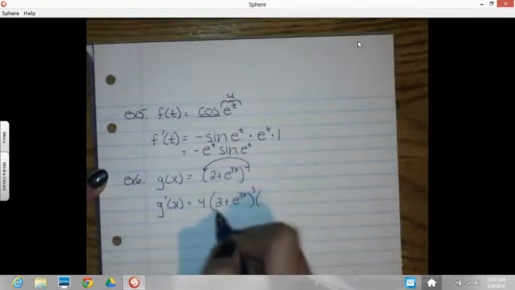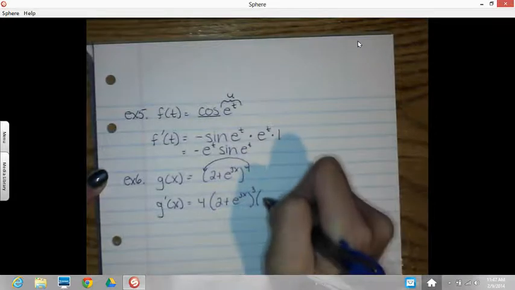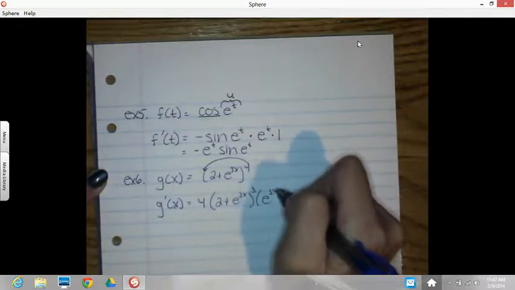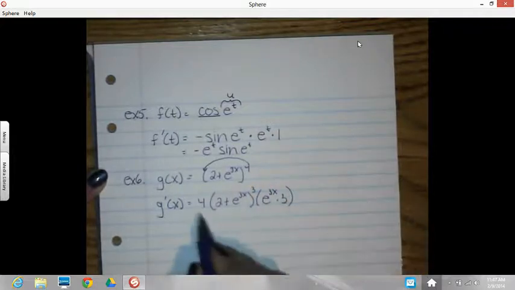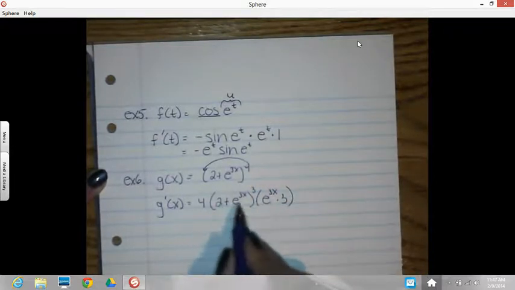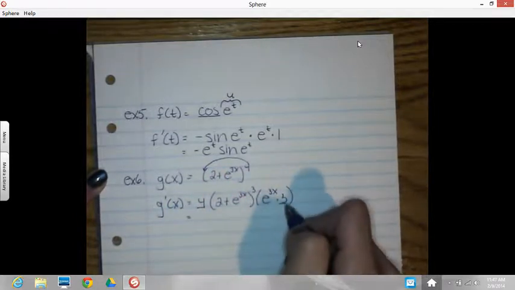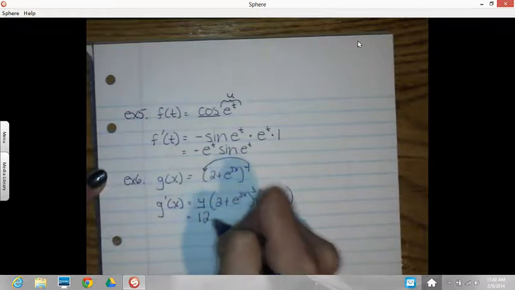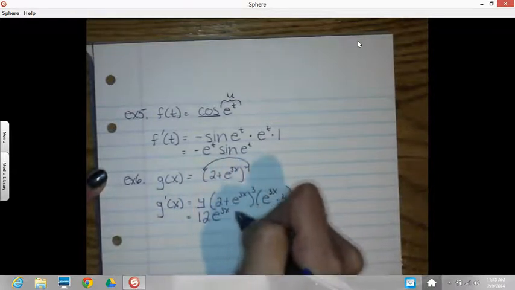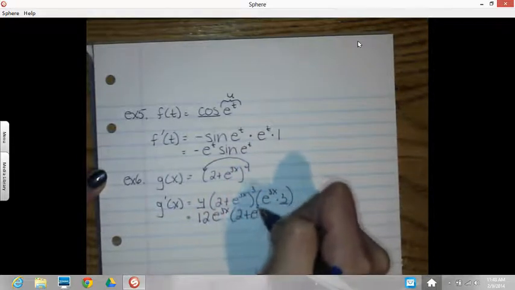Derivative of 2 is a 0. Derivative of e to the 3x is e to the 3x times by the derivative of the exponent, which is a 3. Okay, everything's multiplied here. The only plus sign is here. So what I can multiply out in this line, I can multiply the 4 and the 3 and float this e to the 3x to the front and have 12 e to the 3x times this quantity, 2 plus e to the 3x cubed.